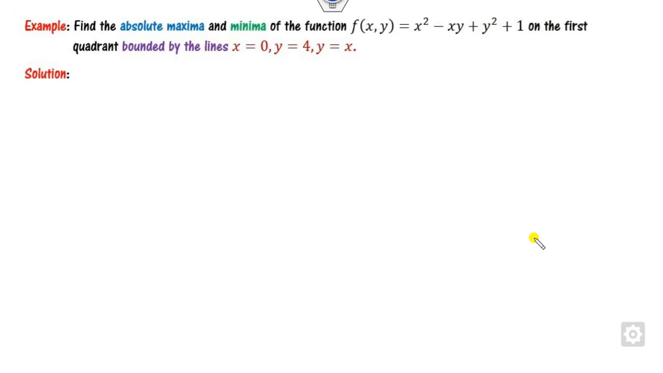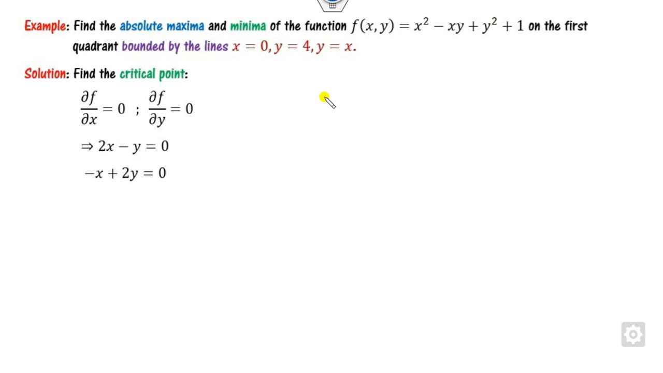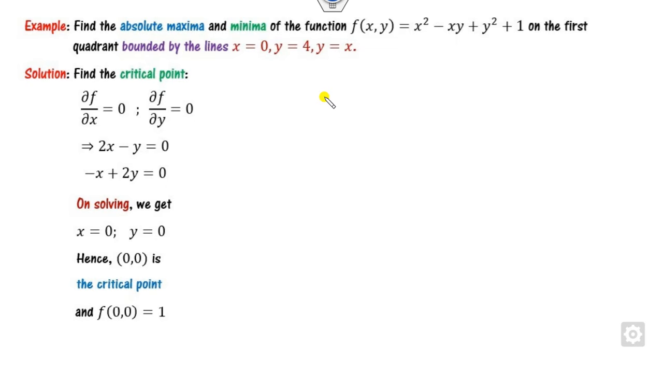Look at another example. Again, your target is to find the absolute maxima and minima. We can find the critical point. Take the first derivative. After solving, you will get (0, 0) as the critical point, and the value you can substitute here. You can get it as 1.